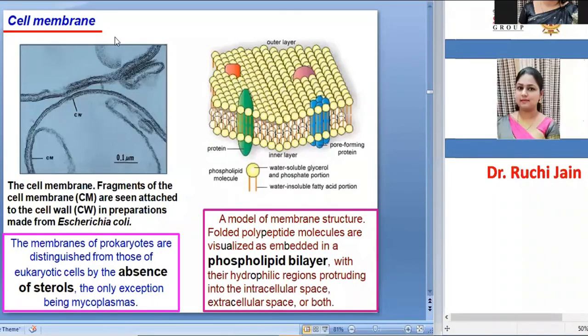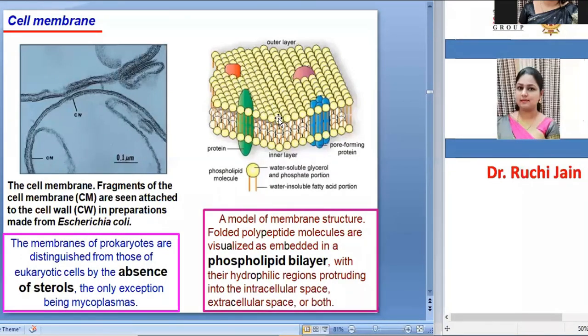Next is the cell membrane. The cell membrane is the membrane which is present outside the cytoplasm of bacteria. This is the cytoplasm, and the covering of the cytoplasm is called the cytoplasmic membrane or cell membrane. So the cell membrane, you are seeing inside this structure, that is CM, the cell membrane. Okay, and this is the diagram of Escherichia coli.